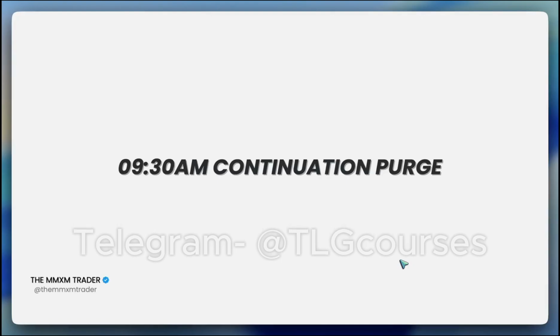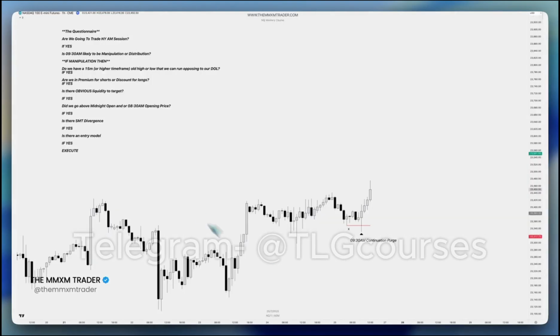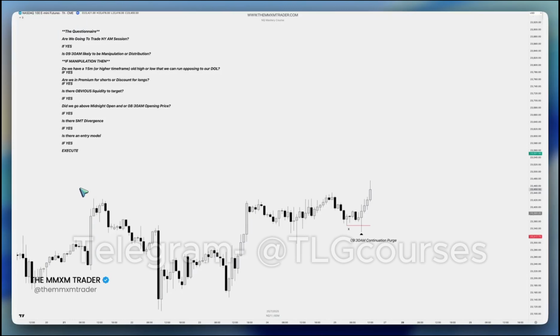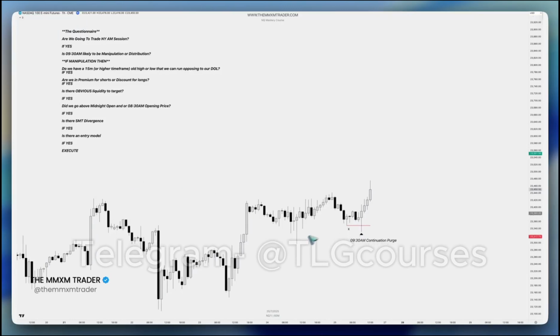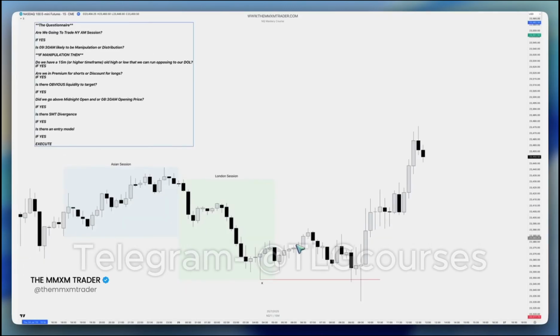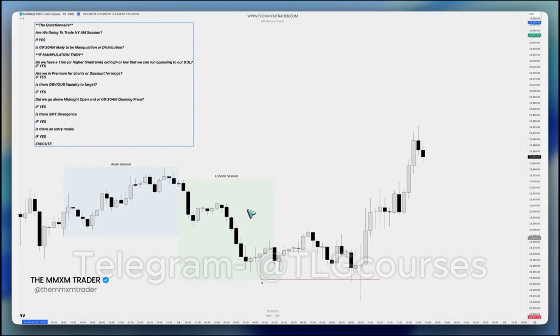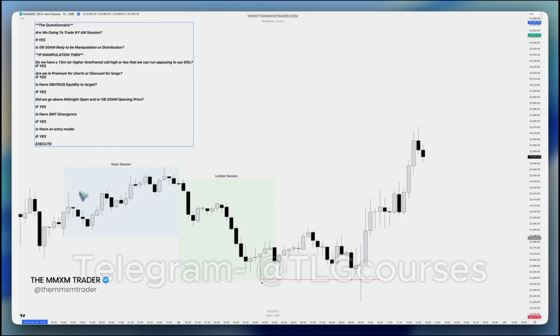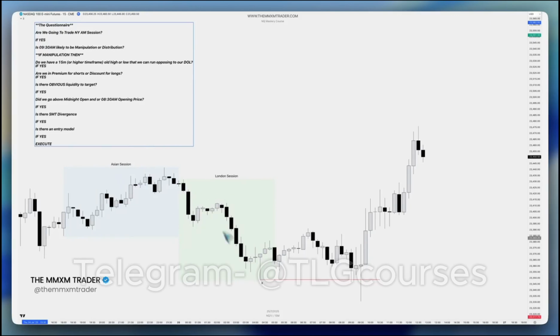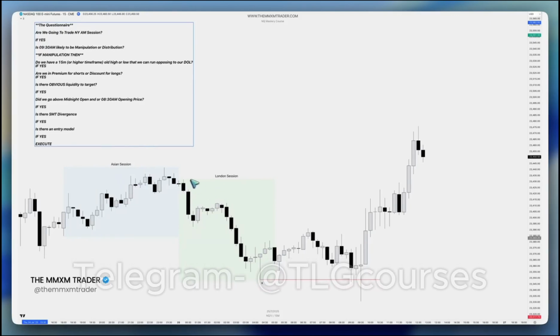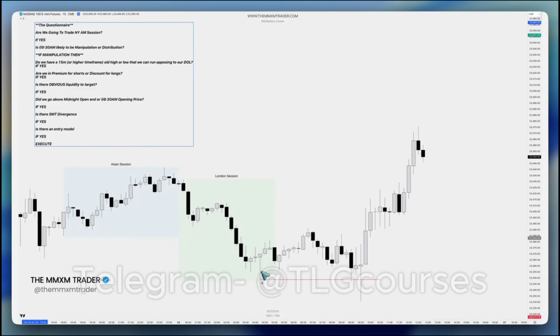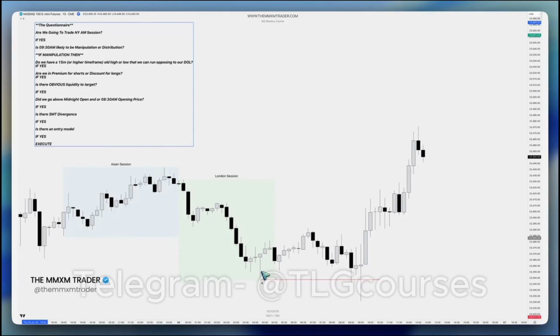Okay, 9:30 a.m. as a continuation purge. Again, the questionnaire, same questionnaire. So we're going to look at this example. Okay, first thing, are we even going to trade the AM session? Yes, right? We have Asia accumulating, London trades lower into a discount. Is it overly extended? No, which means, yes, we can trade the AM session.